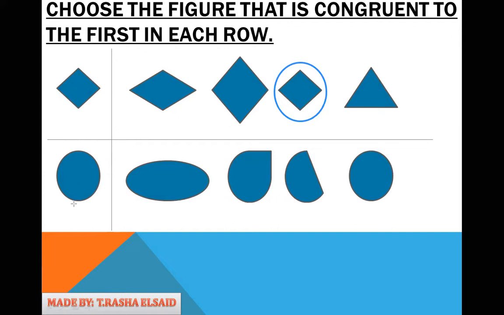This circle, which one of these figures is congruent to the first one? I think this is no. This is also no. This one is no, not congruent. And the last one, this circle is congruent to the first one.